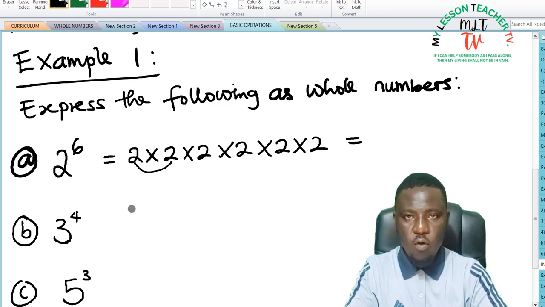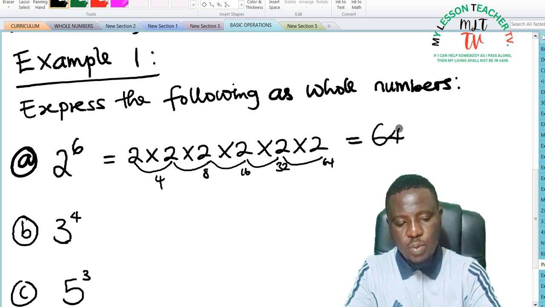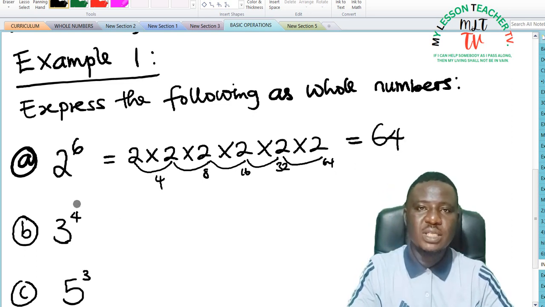2 times 2 is 4. 4 times 2 is 8. 8 times 2 is 16. 16 times 2 is 32. And 32 times 2 is 64. So as a whole number, 2 raised to the power of 6 is equal to 64.